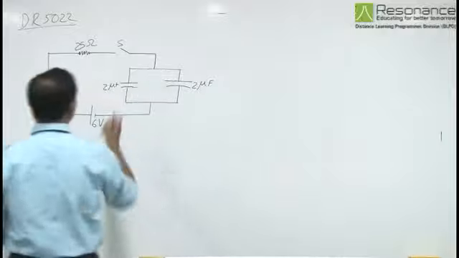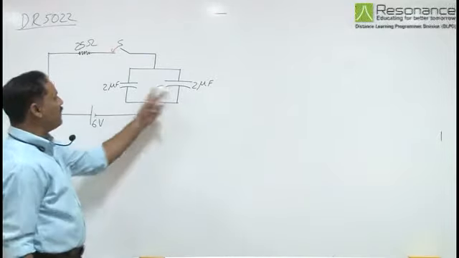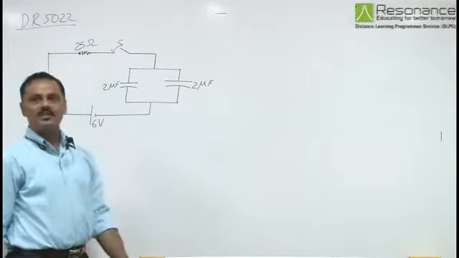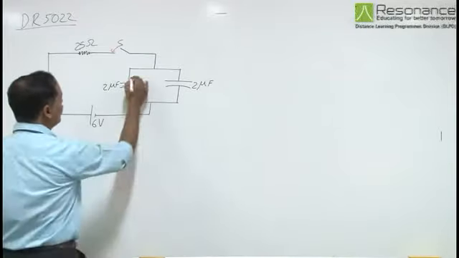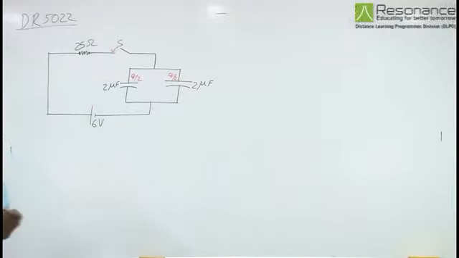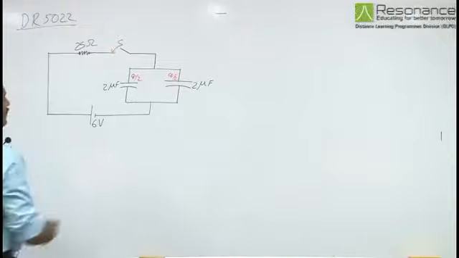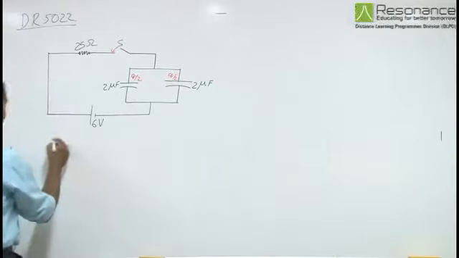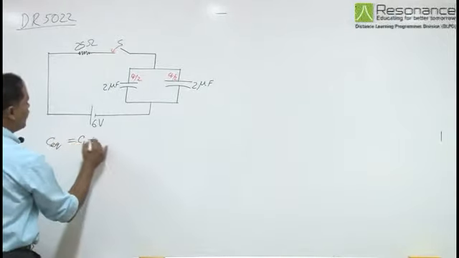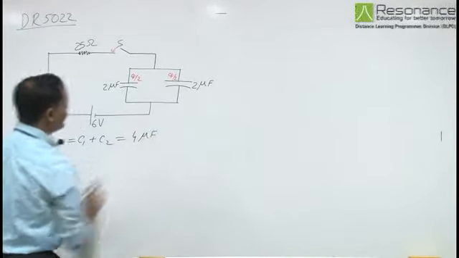So after closing the switch, let us assume that Q will be the total charge stored on the capacitor. Since they are in parallel, the charge is distributed equally, so Q by 2 charge will be there on each. Now as the two capacitors are connected in parallel, the equivalent capacitance will be C1 plus C2, that is equal to 4 microfarad.